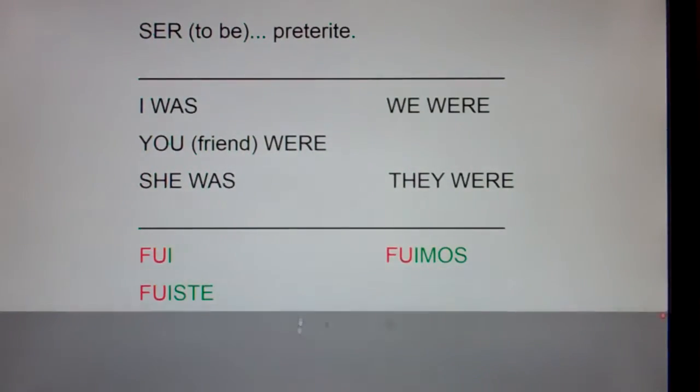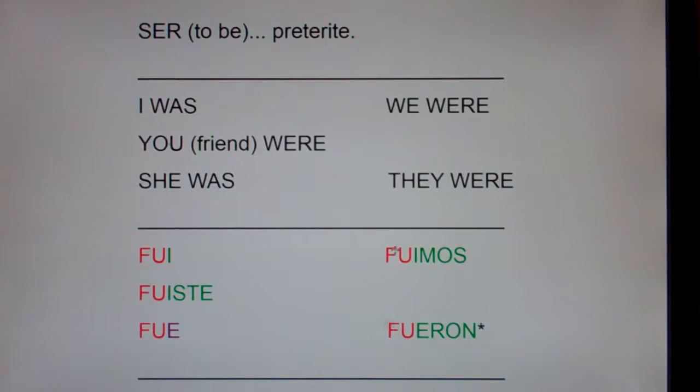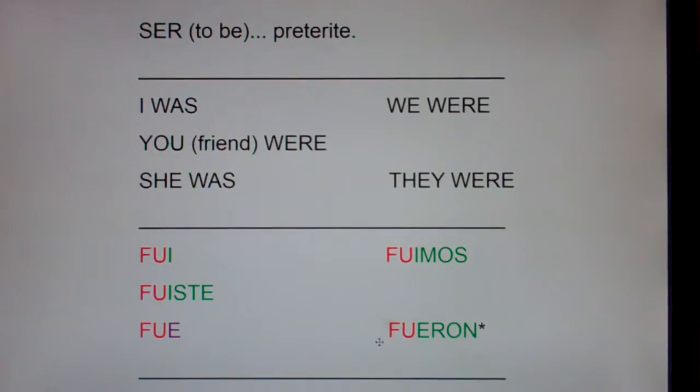I'm going to say each form of the verb in English, then in Spanish, and I'd like you guys to repeat with me. Ready? I was, yo fui. You, friend, were, tú fuiste. She was, ella fue. We were, nosotros fuimos. They were, ellos fueron.